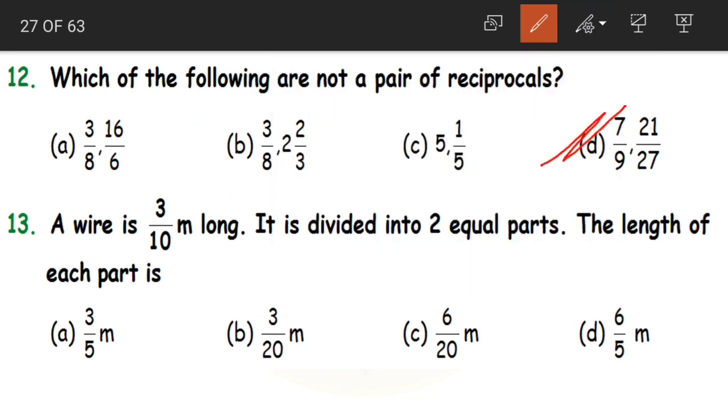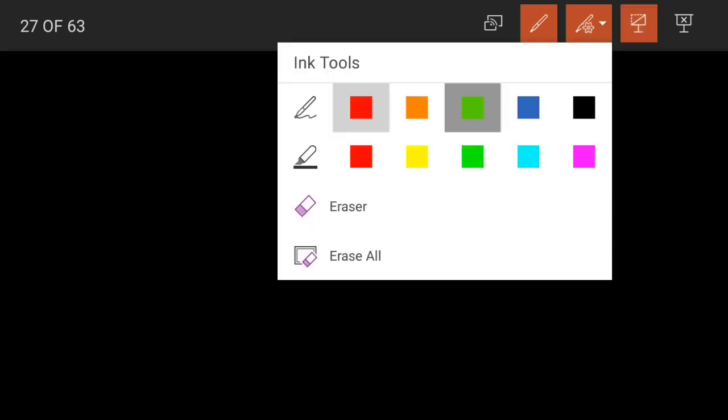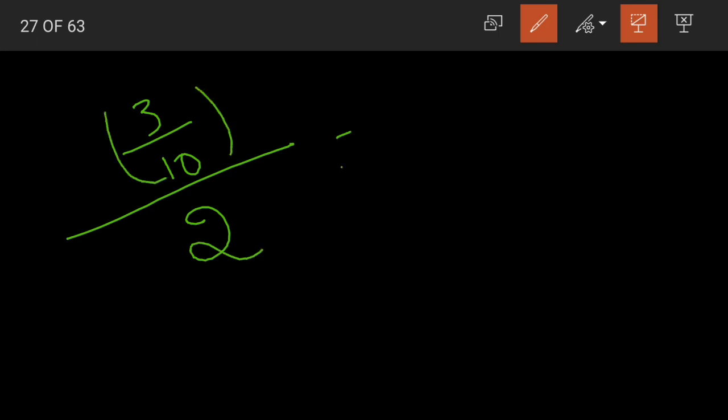Let me clear the screen. Moving on to question number 13. A wire is 3 by 10 meters long. It is divided into two equal parts. The length of each part is dash. 3 by 10, what is this? This is the total length. What are we doing? We are dividing it into two parts. Why did I keep it in brackets? To say that this is the numerator, so that we won't get confused. 3 by 10 is the numerator and 2 is the denominator. We are dividing it into two equal parts.